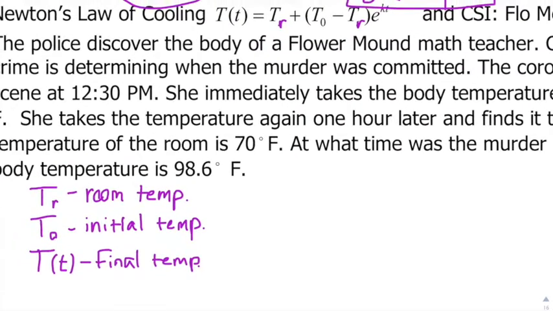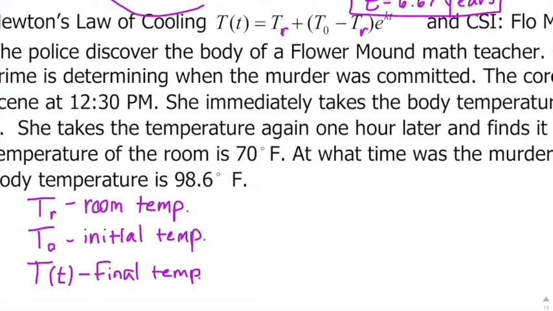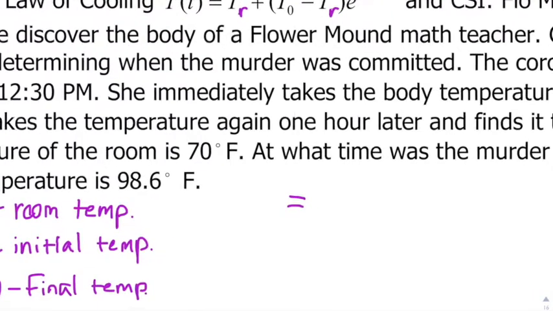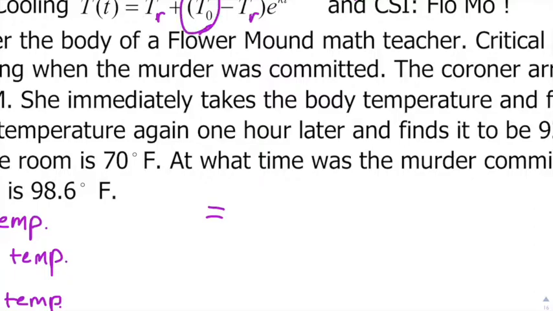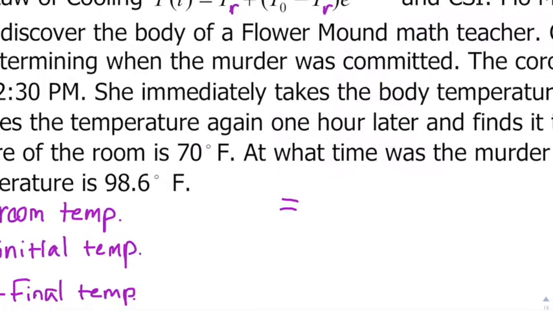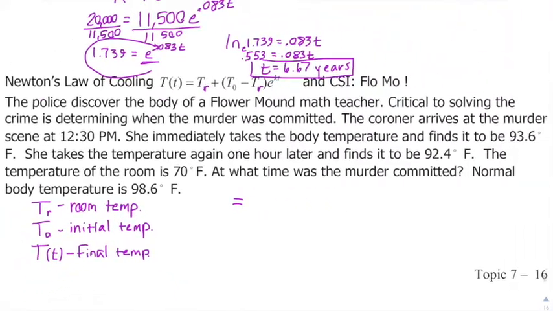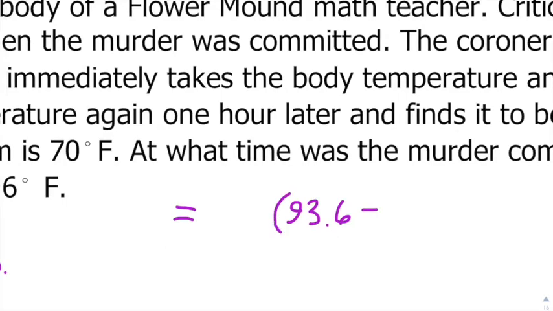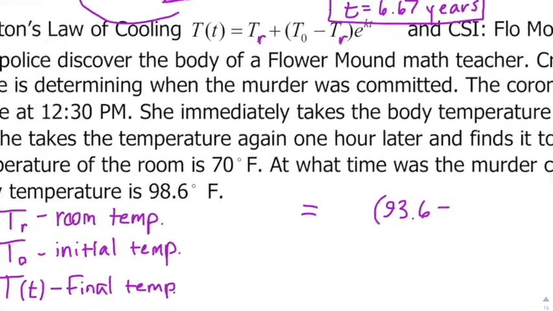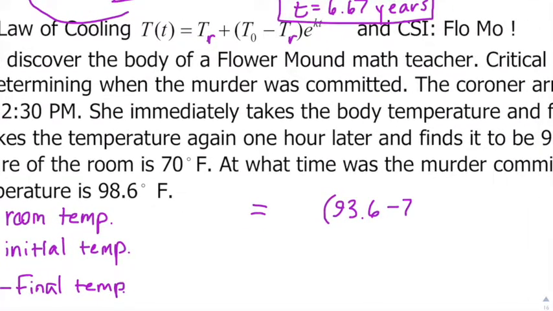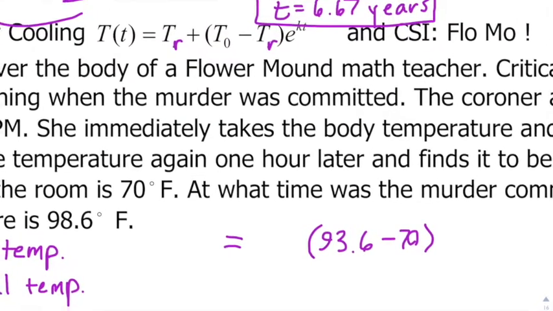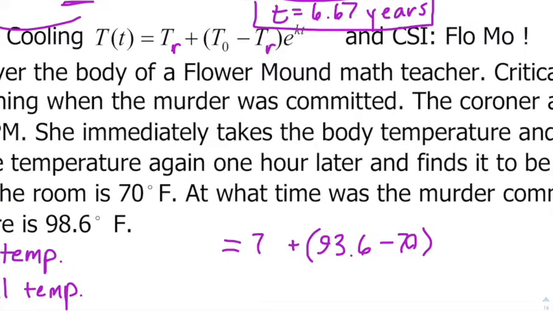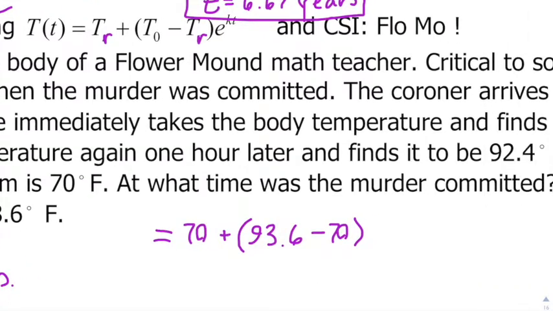So it's kind of weird at first here, but the way I would start this out is the initial amount, or the initial temperature when she gets there, which is going to be T sub 0 right there. That was, I believe, 93.6. All right, and apparently the formula says we're going to subtract the room temperature, T sub R, which was 70 degrees. And we're also going to put that out here in front. That's what the formula calls for.